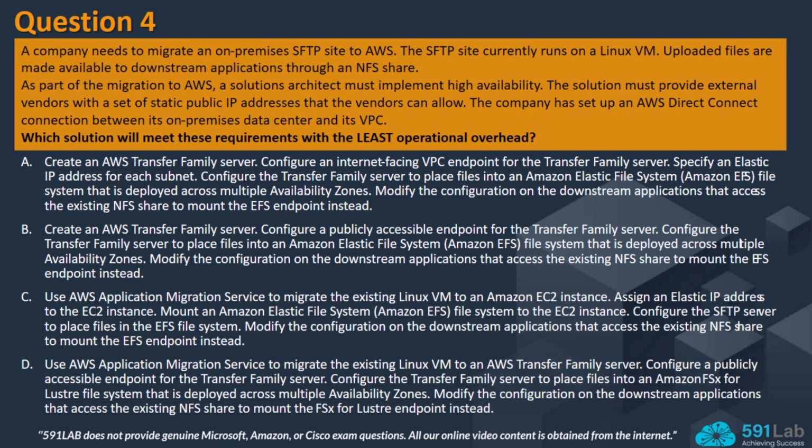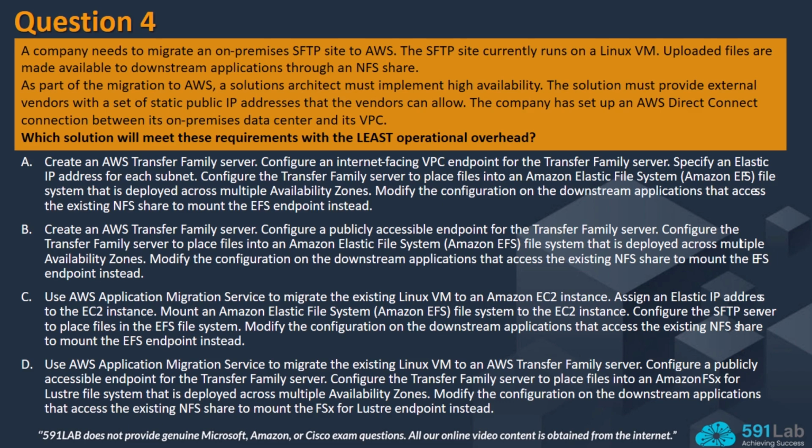Question number 4. A company needs to migrate an on-premises SFTP site to AWS. The SFTP site currently runs on a Linux VM. Uploaded files are made available to a downstream application through an NFS share. As part of the migration to AWS, a solutions architect must implement high availability. The solution must provide external vendors with a set of static public IP addresses that the vendor can allow. The company has set up an AWS Direct Connect connection between its on-premises data center and its VPC. Which solution will meet these requirements with the least operational overhead?